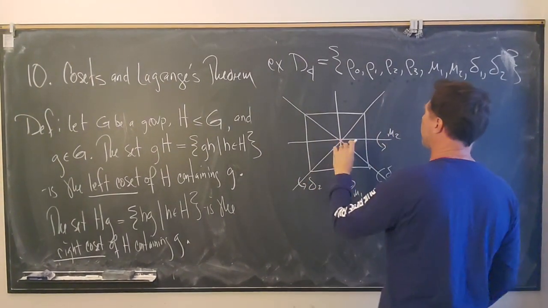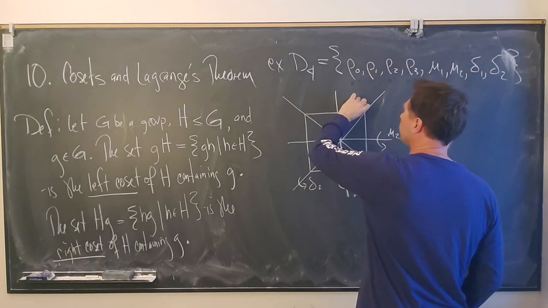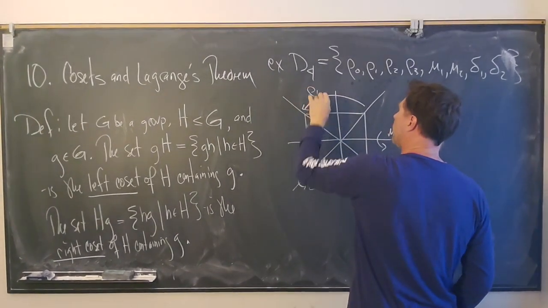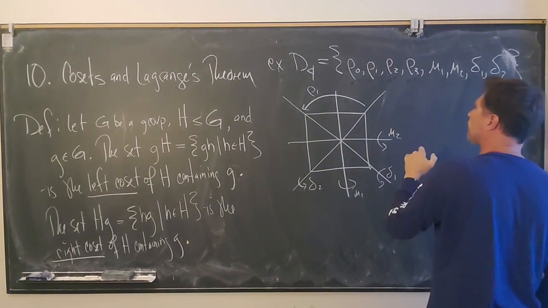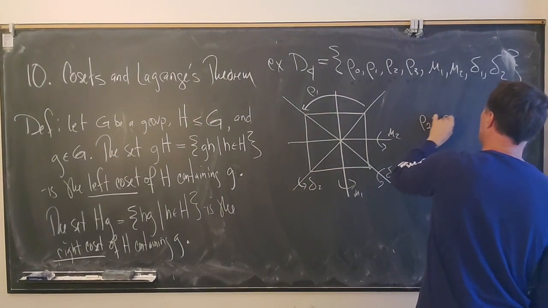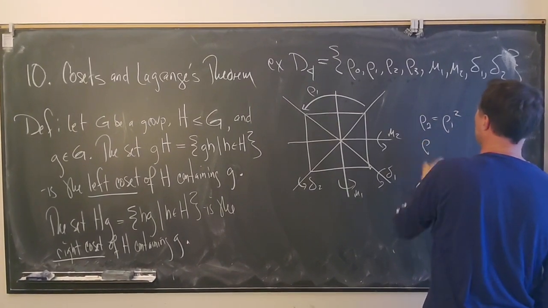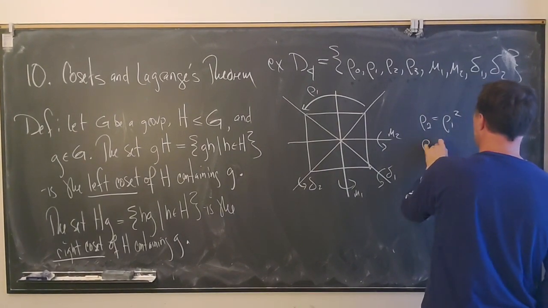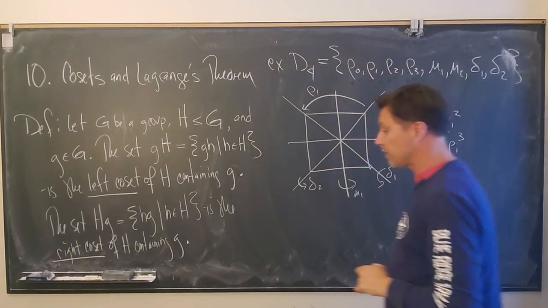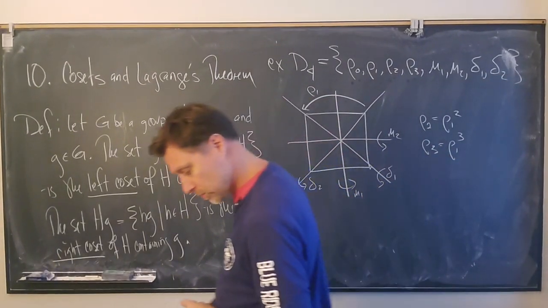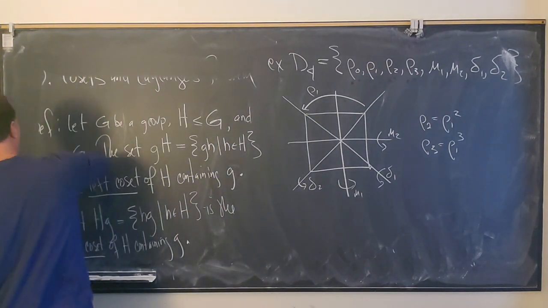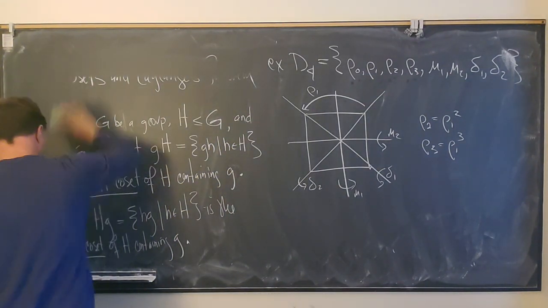And then, of course, we have the 90-degree rotation counterclockwise, so that's rho 1. And so rho 2 is going to be rho 1 squared, and rho 3 is going to be rho 1 cubed, right? So that means rotate 270 degrees counterclockwise. Now, I want to take a subgroup. I want to look at cosets.